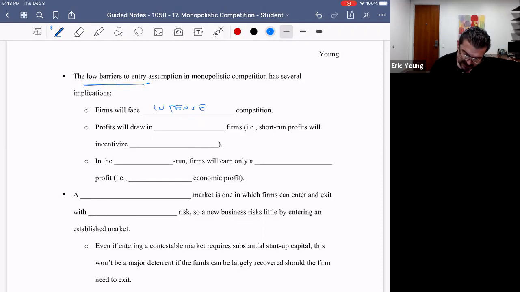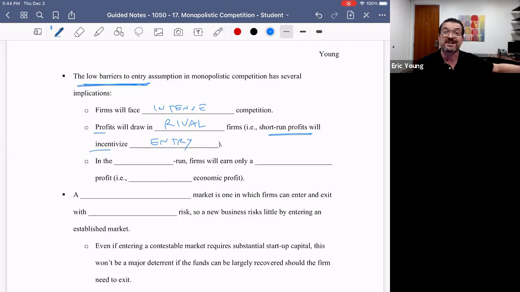Another implication is that there might be some profits, and as we learned before, because of, again, low barriers to entry, these profits will draw in rival firms. In other words, in this structure, we're going to see short-run profits that are going to incentivize entry. And this entry, as you know, is going to have some implications on the long-term dynamics and on long-term profits in this structure.